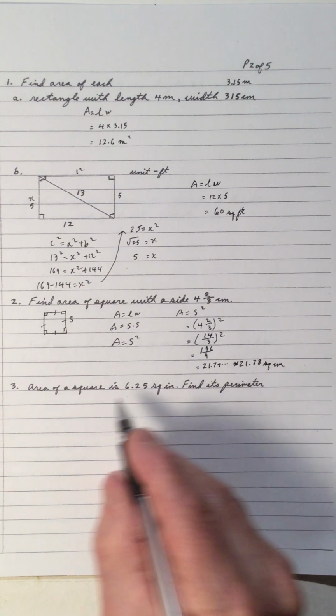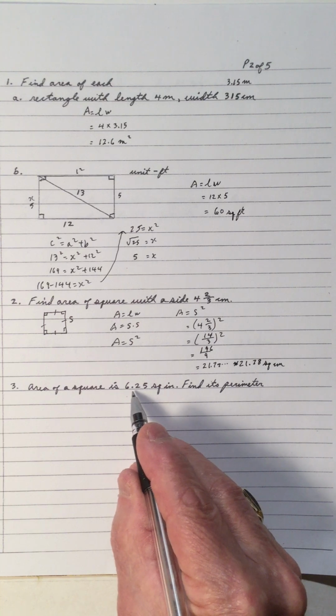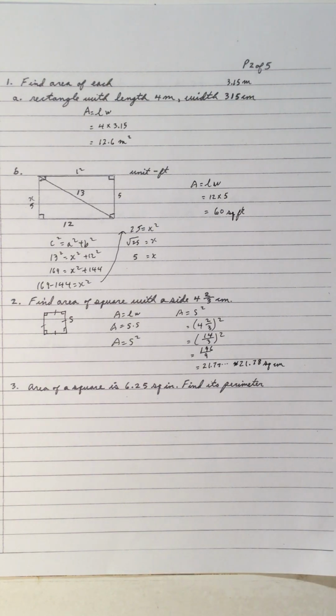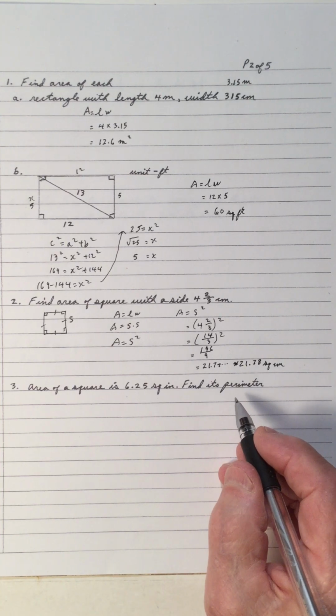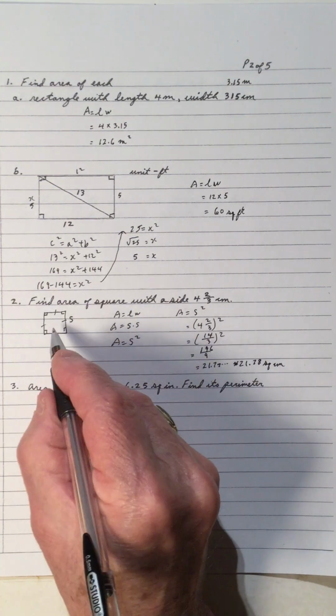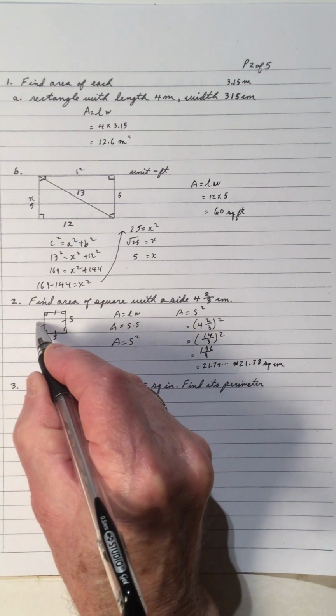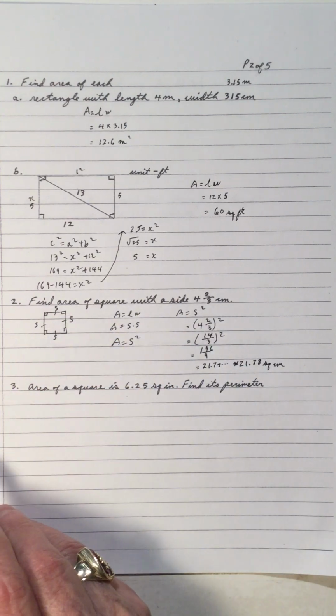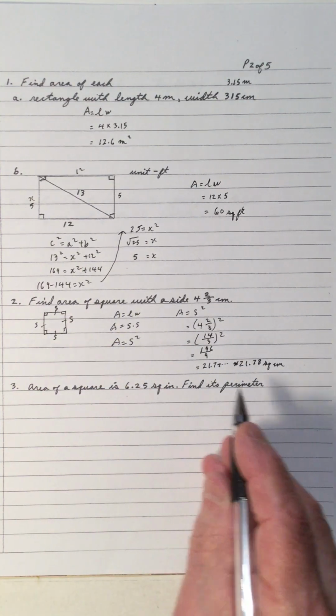Number 3, the area of a square is 6.25 square inches. Find its perimeter. So the perimeter of a square is 4s. P equals 4s because if you go back to this diagram, you've got s and s and s. So the perimeter is 4 times s. But to get the perimeter, we need to get the side.